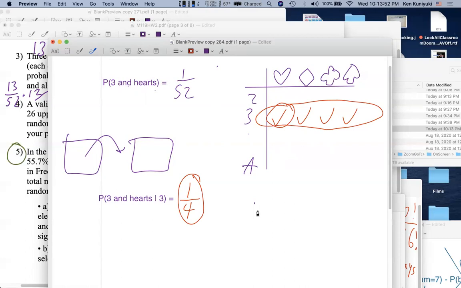Or in other words, if you do a Venn diagram, here's the world of 3s. These are the cards that are 3s. Here is the 3 of hearts.